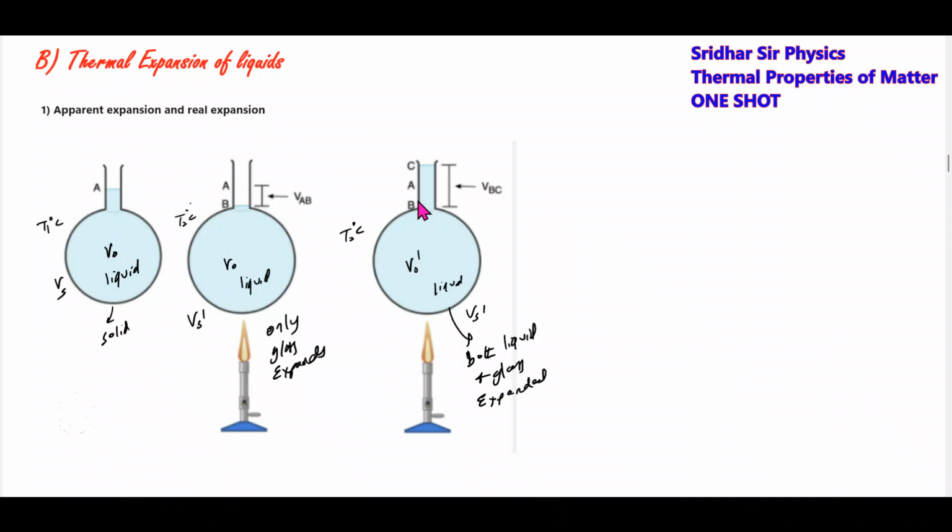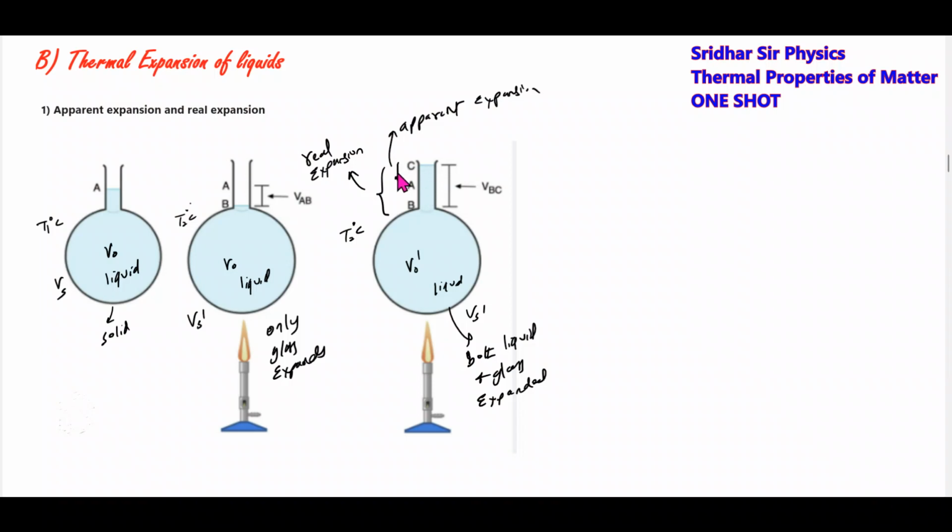The real expansion will be B to C. Apparent expansion will be A to C. B to C is the real expansion of the liquid. Actually, the liquid will expand from B to C.